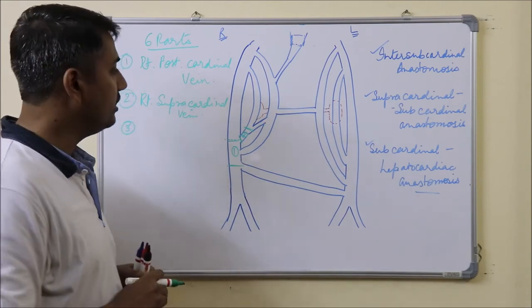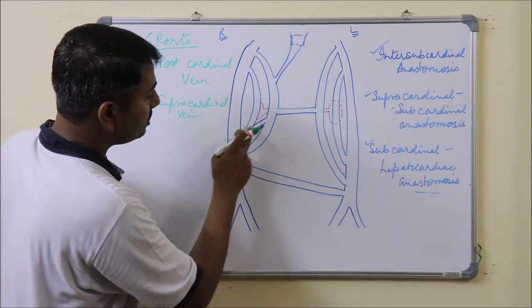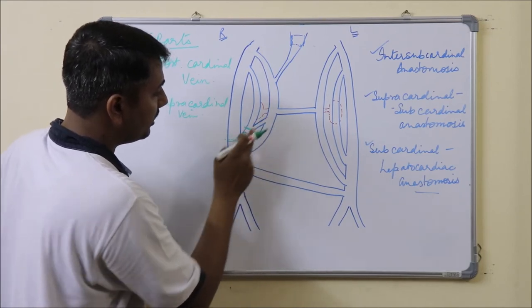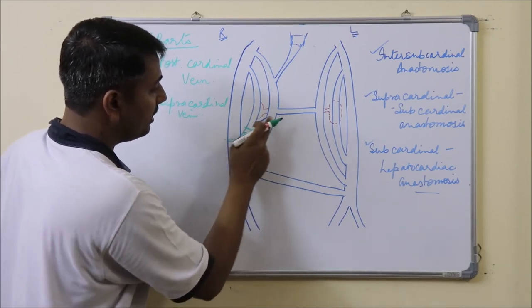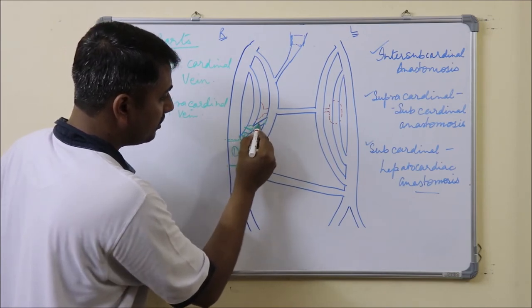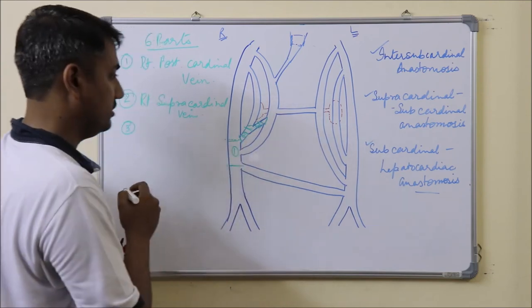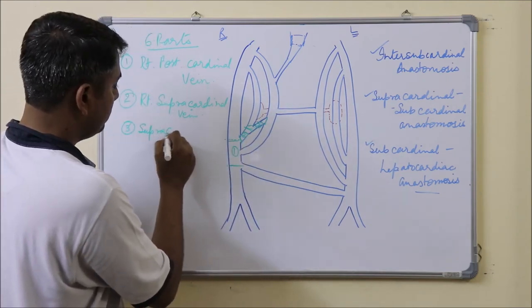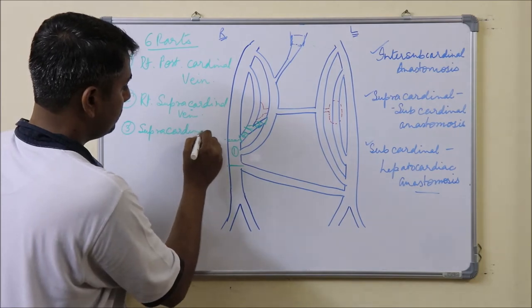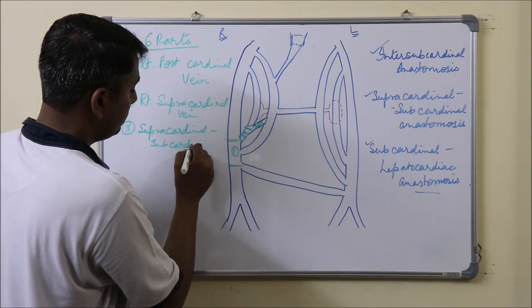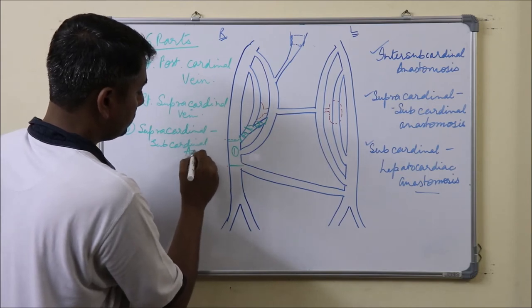The third part of the IVC is formed by the anastomosis between the supracardinal and the subcardinal, known as the supracardinal subcardinal anastomosis. So this part forms the third part of the IVC.